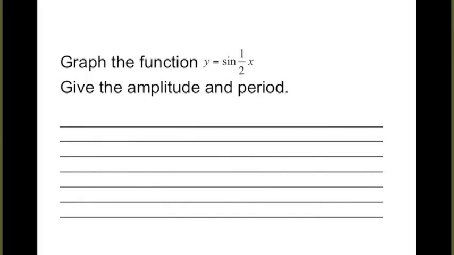In this example, what is the amplitude? 1. And the period is 2 pi divided by what? Half. Divided by 1/2. How do I divide by 1/2? Multiply by 2. So this period length is 4 pi.